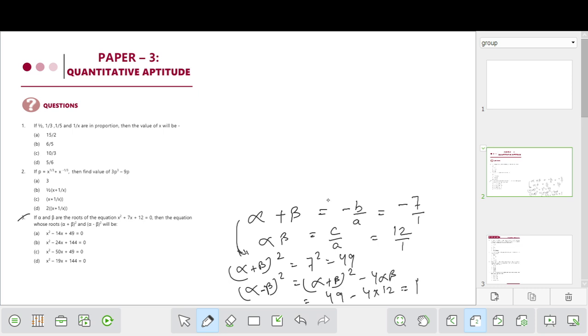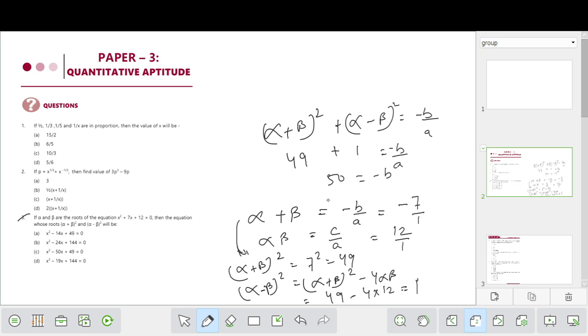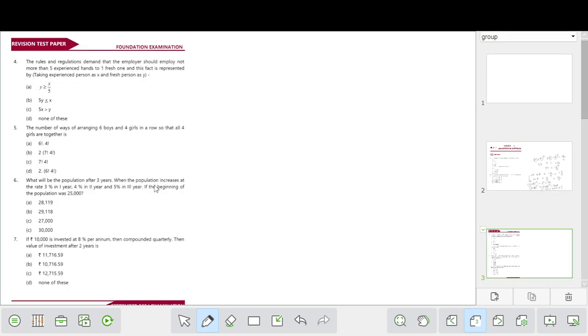Now they need to form an equation. So alpha plus beta whole square, this is first root, plus alpha minus beta whole square, this is second root, is equal to minus b by a. This we know 49, this is 1. So minus b by a is 50. Okay, so let's check. C is the answer because that is the only one having 50 at the place of b. Come to the next page.